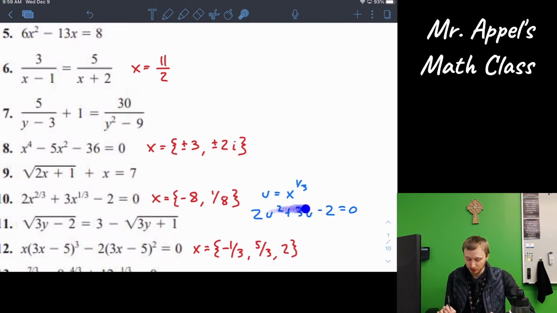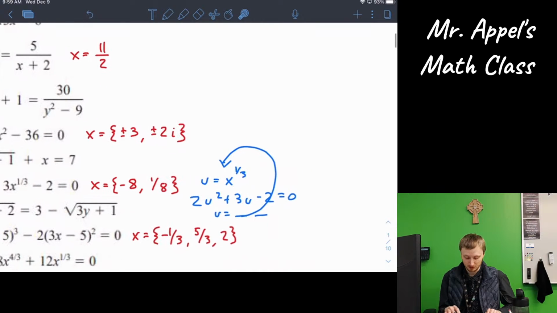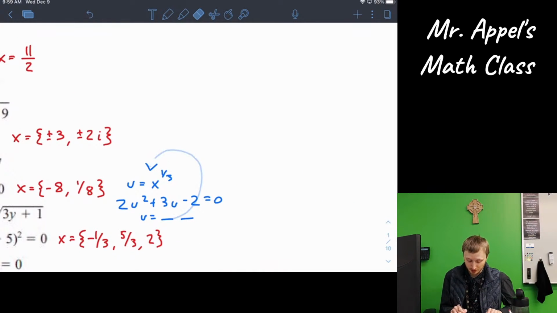I can solve this using any number of quadratic methods. We could try factoring it if it's factorable. We can use the quadratic formula. If it's not, you could complete the square if you're feeling ambitious. Any of those will result in an answer for u, and then you take those and sub them back into here to get the final values for x.